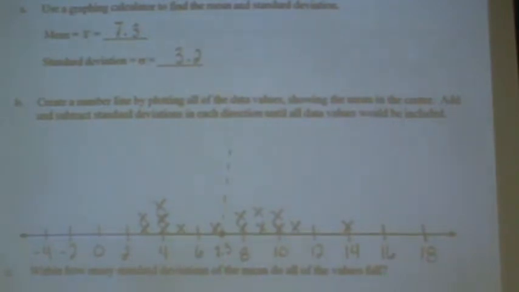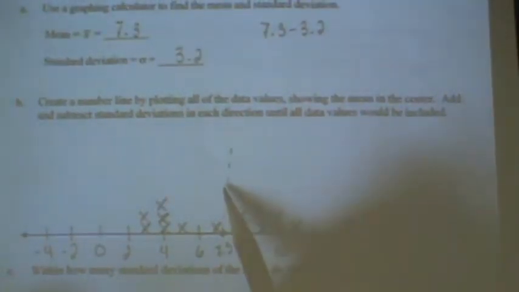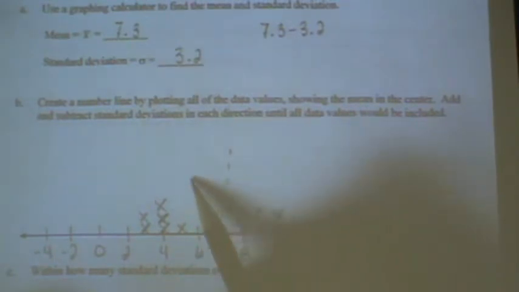So now what we need to do is add and subtract standard deviations in each direction until all of our data values are included. So that's going to be like what we did in example 1. So to find one standard deviation, we're going to take our mean, which was 7.3. We're going to take our 7.3 and we're going to subtract our standard deviation, which is 3.2. And so from our mean, that's going to give us the standard deviation to the left.